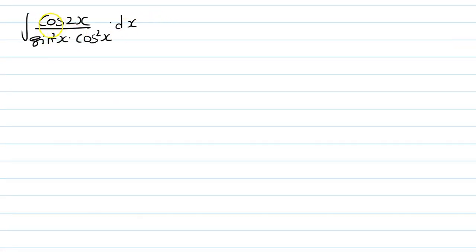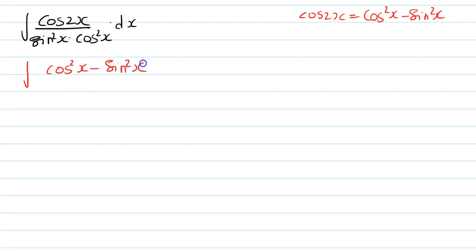So the next question is integration of cos 2x over sin square x dot cos square x into dx. We know one thing, that cos 2x is cos square x minus sin square x. So in place of cos 2x we can write cos square x minus sin square x divided by sin square x dot cos square x into dx.